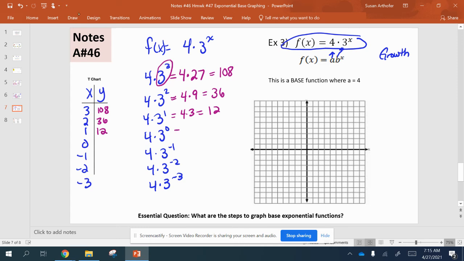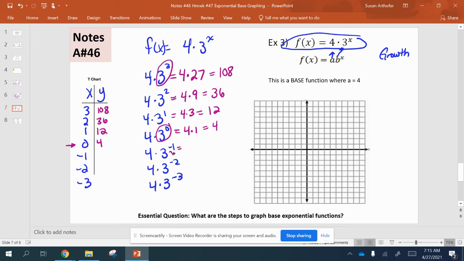Okay, 4 times 3 to the 0. How much is 3 to the 0? 1. Anything to the 0 is 1, so this is just 4. So our anchor point has changed. Usually that point is 0, 1. Now it's 0, 4.